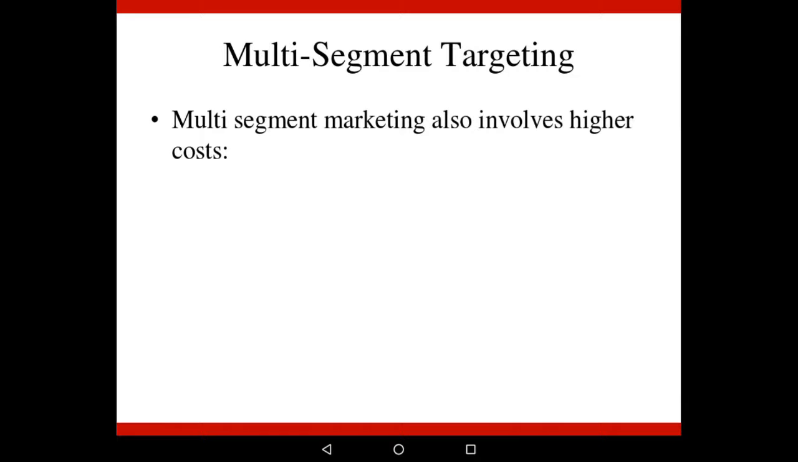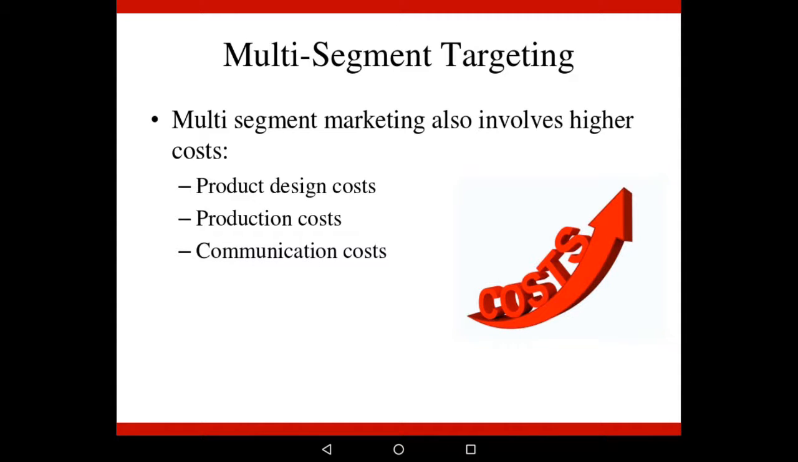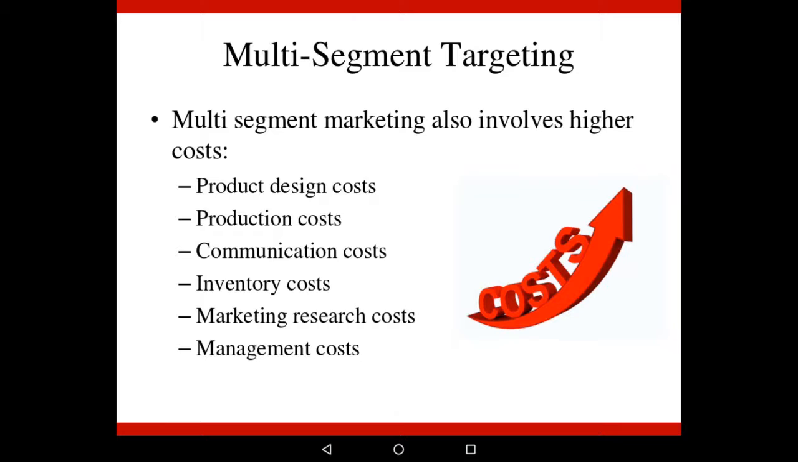Okay, multi-segment marketing also involves higher costs, sadly. Product design costs, you have to design a new product for each segment. So you've got to pay money to design. You've got to produce different products, so it's higher production costs. You've got to communicate differently. You've got to make different adverts for each group, so higher advertising costs. Inventory costs, you've got to keep more stock in different places because you've got so many different products. You've got to pay more for research as well. And you've got to have different managers for each of the product ranges for each of the different segments. So you've got more people, which is going to cost you more as well.